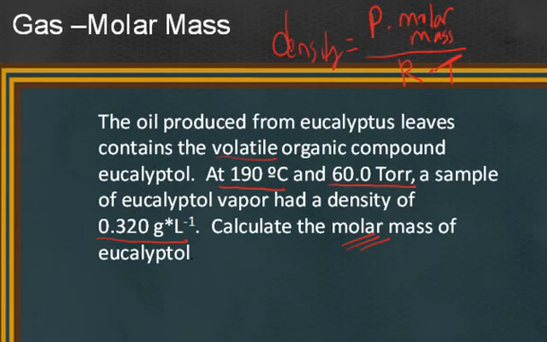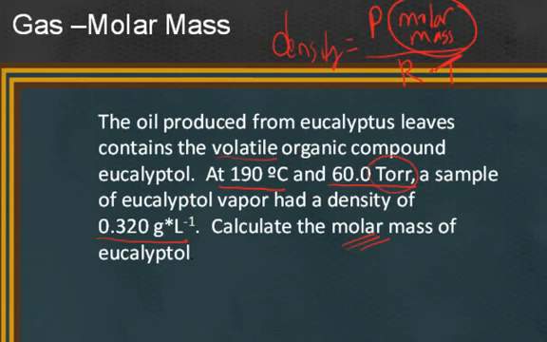Okay, so we have an equation relating the density to the ideal gas law, which includes the molar mass of the gas. So all we need to do here is rearrange this equation, solve for molar mass, plug in the values that are given for temperature, pressure, and density, use the correct R value that has the pressure unit expressed in torr, and we can very easily calculate the molar mass of this gas.